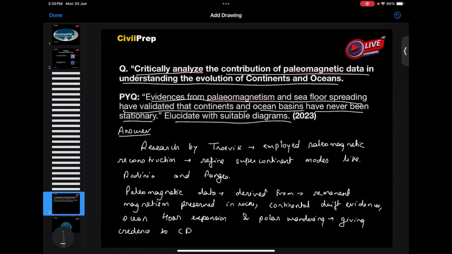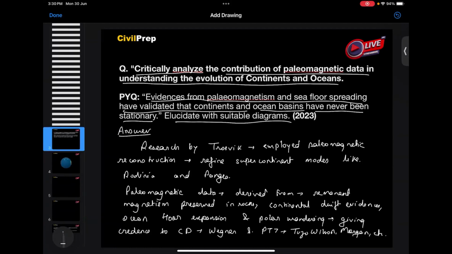Credence to continental drift provided by Wegener and plate tectonic theory by Tuzo Wilson, Morgan, etc. Okay, guys, this was the first part of the question, which was the introduction, but it includes recent data with respect to the researches currently going on.